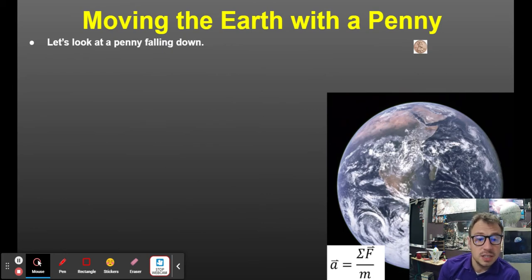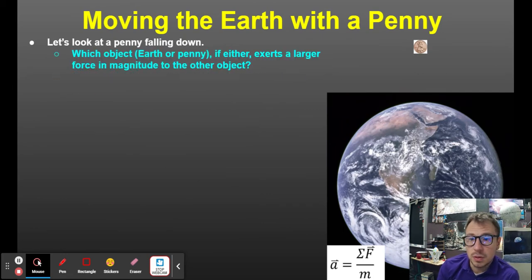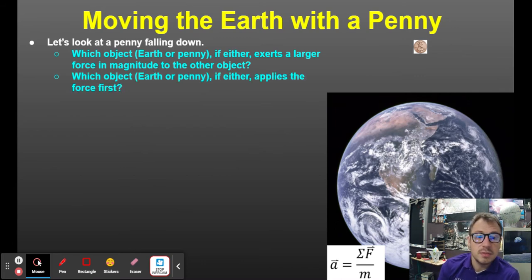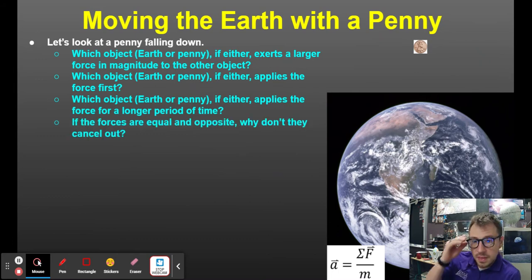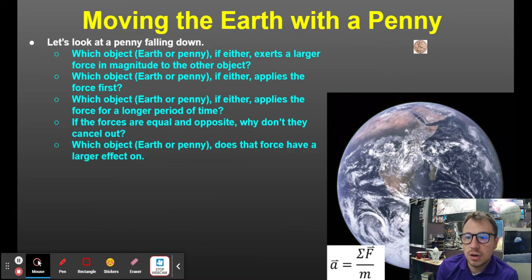So let's look at that concept of weight and gravitational pull. If you drop a penny, which object, the earth or the penny, exerts a larger force in magnitude on the other object? They're going to be the same. They apply the force simultaneously, at the exact same time, and for the same amount of time. They are opposite and equal, but they don't cancel out because they act on two different objects. One of the forces acts on the penny, the other acts on the earth.